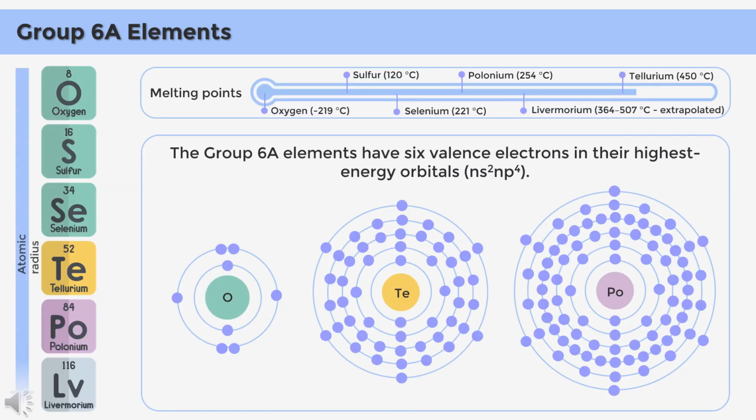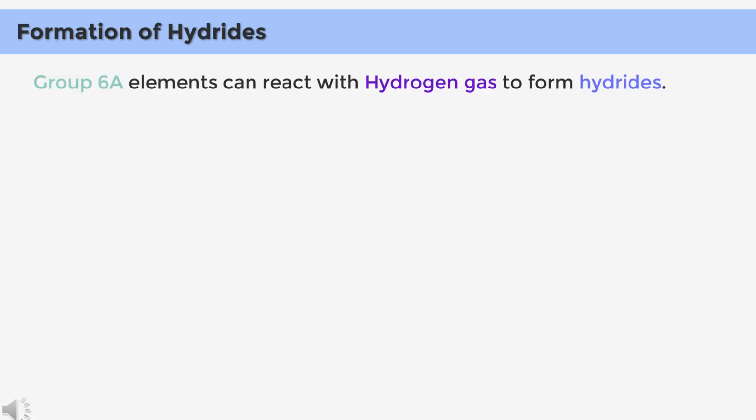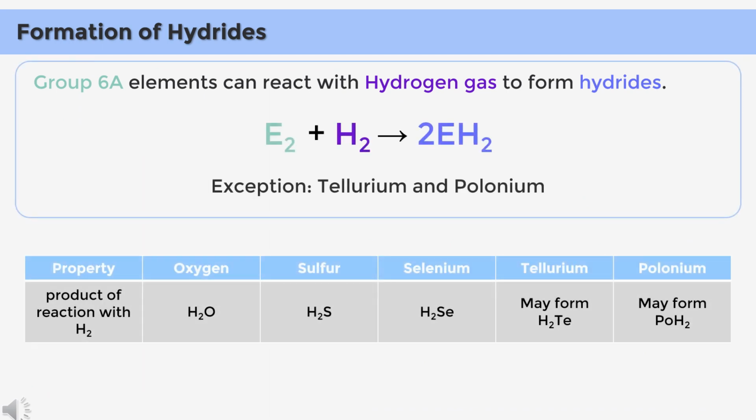The atomic radius of group 6A elements increases down a group, and ionization energy and electronegativity decrease down a group. Also, the group 6A elements have 6 valence electrons in their highest energy orbitals. Group 6A reacts with hydrogen gas to form hydrides except tellurium and polonium. Hydrogen telluride can form, but it's highly unstable and decomposes readily into its elements at room temperature. Polonium hydride might exist, but its properties are not definitively confirmed due to the radioactive nature of polonium.